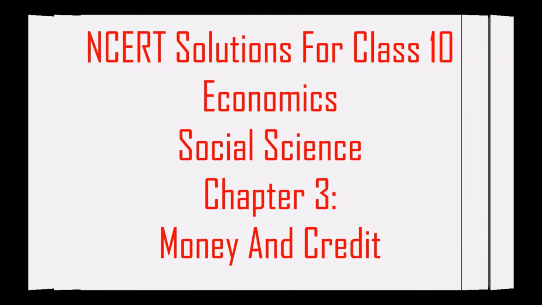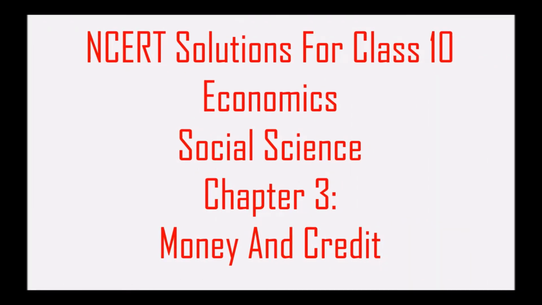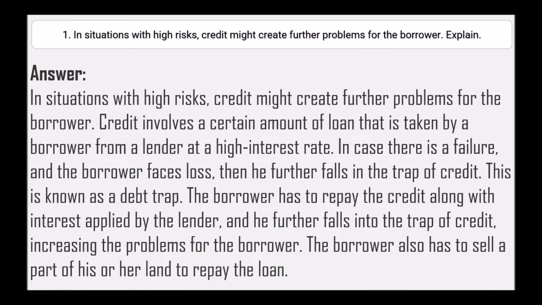Today we will see a video related to NCERT Solution for Class 10 Economics Social Science Chapter 3 Money and Credit. So let's solve the textbook exercise. The first question is, in situations with high risk, credit might create further problems for the borrowers.